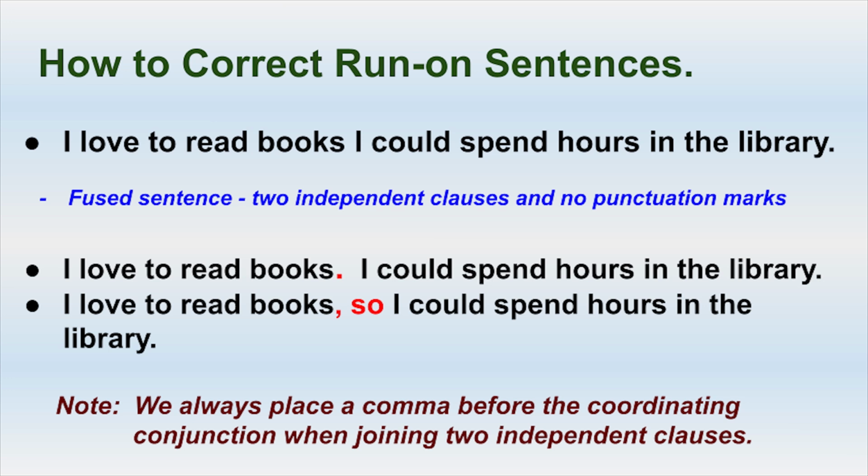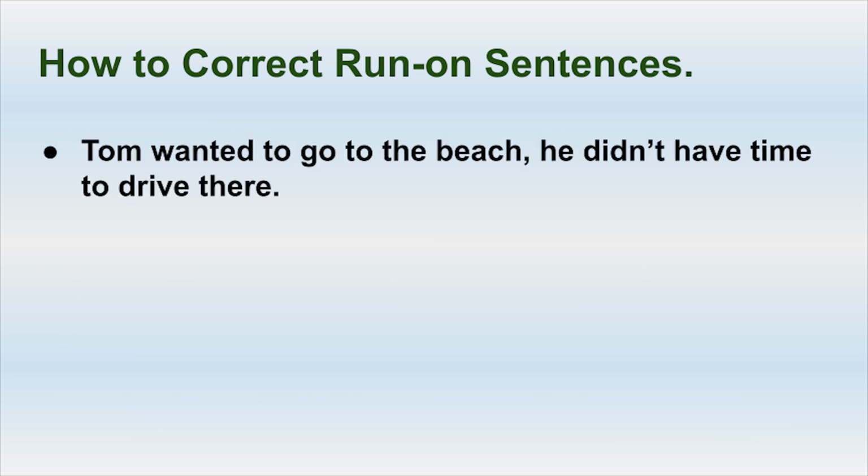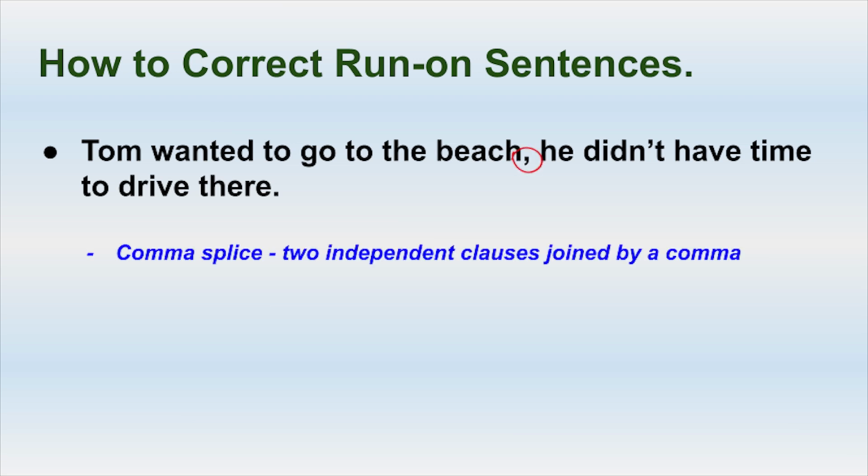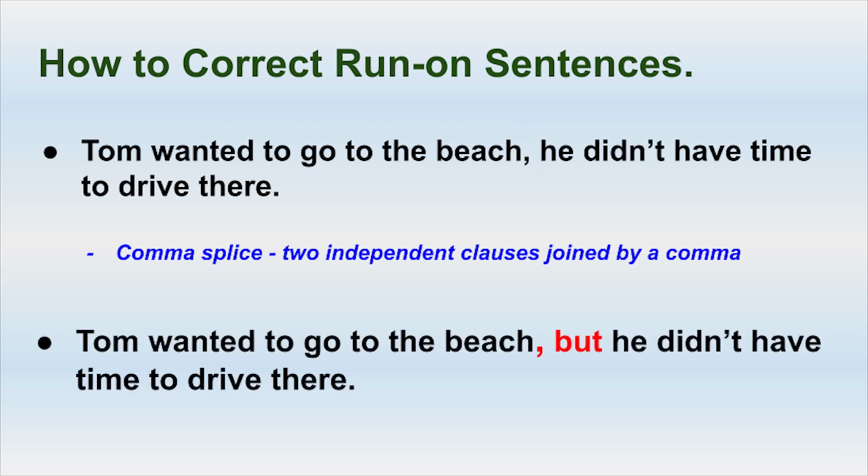Let's look at another example. Tom wanted to go to the beach. He didn't have time to drive there. This sentence is a comma splice. We have 2 independent clauses joined by a comma, which is incorrect. So let's look at the most appropriate way to correct this sentence. It is to add the coordinating conjunction but. Tom wanted to go to the beach, comma, but he didn't have time to drive there.